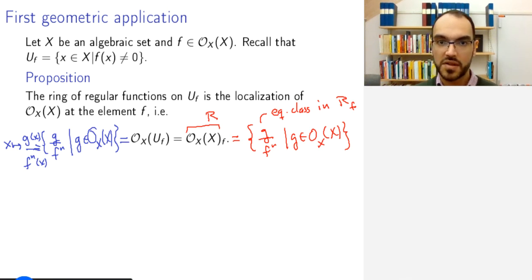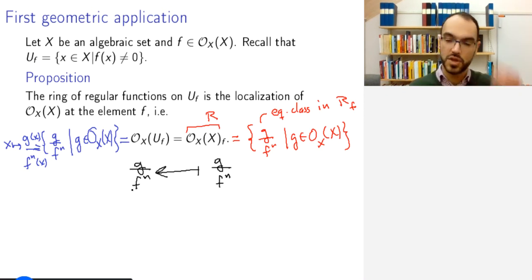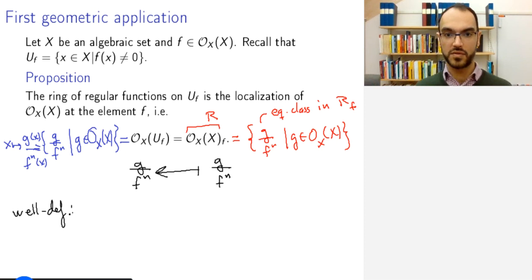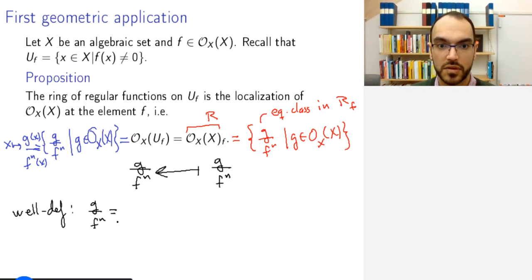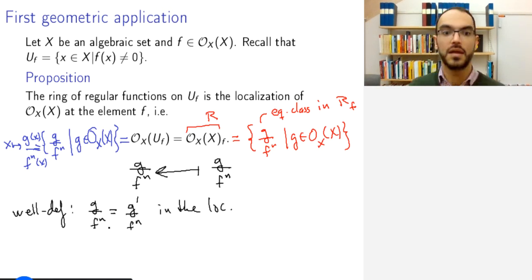So there is an obvious candidate for a map. We want to define a map that goes in this direction and maps the formal quotient g divided by f to the power n, as an element in the localization, to the function quotient g over f^n. So this is well defined. That's the first thing to check. Why is that? Well, if g divided by f^n is equal to g' divided by f^n as elements in the localization, then we need to show that they map to the same function.